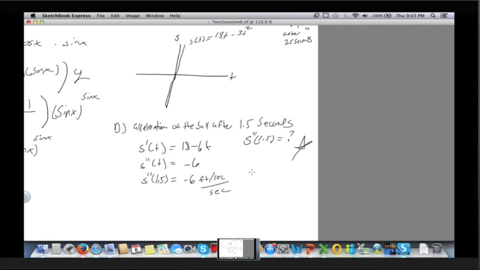That's right. What would be the acceleration of the ball after 3 seconds? After 3 seconds, it would be the same, still negative 6 feet per second per second, because in this case, we've discovered that the second derivative is a constant. It doesn't depend on the input. Now, you might see other problems on the exam where the acceleration is not a constant. But in this case, it happens to be a constant.